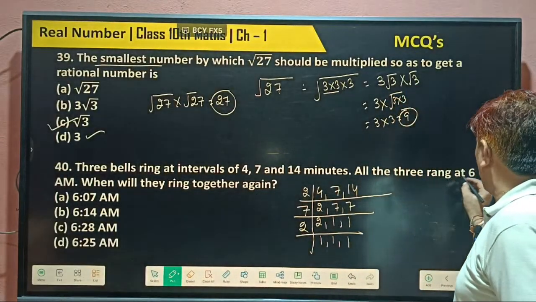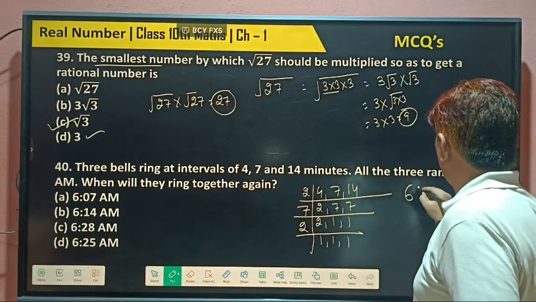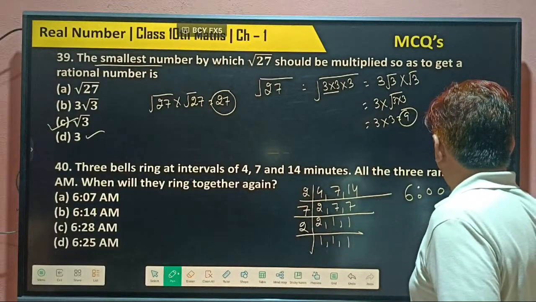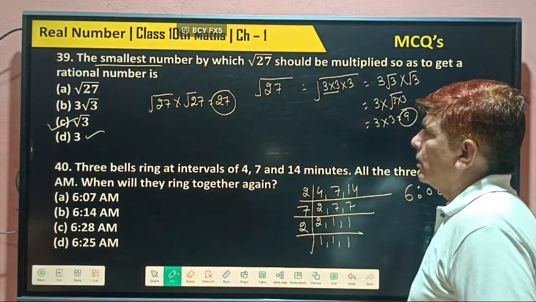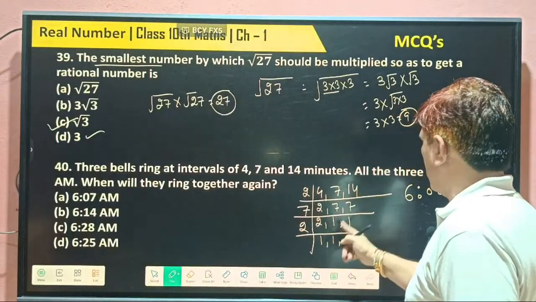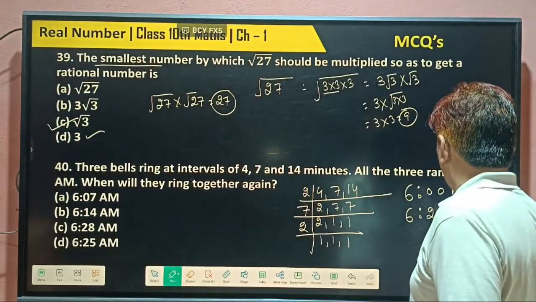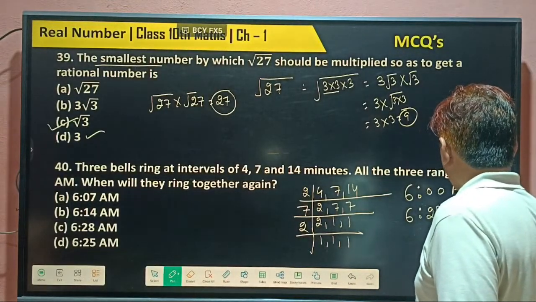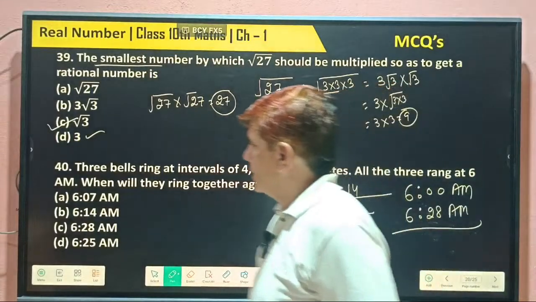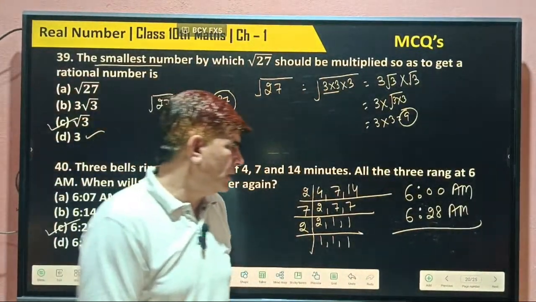And all three ring at 6 a.m. So first they rang at 6 a.m. Understood? When will they ring together again? After 28 minutes. So this is at 6:28 a.m. So this is your answer. What's your answer? C.